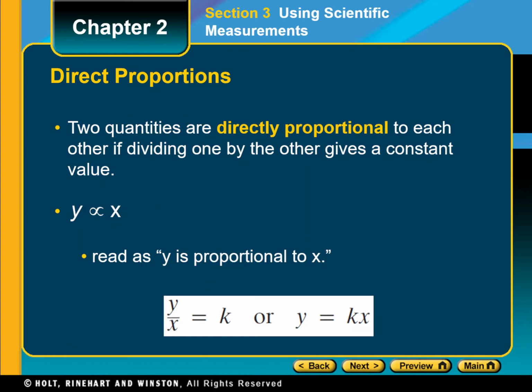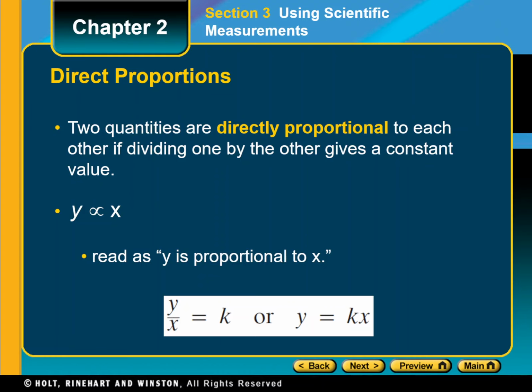8th main idea. Variables that are directly proportional increase or decrease by the same factor. Two quantities are directly proportional to each other if dividing one by the other gives a constant value. When two variables, for example x and y, are directly proportional to each other, the relationship can be expressed as y ∝ x, which is read as y is proportional to x.